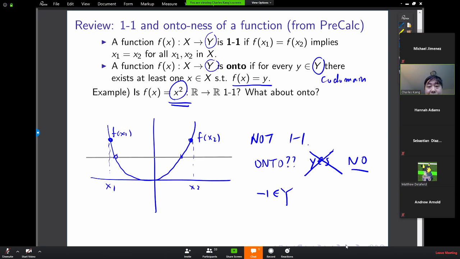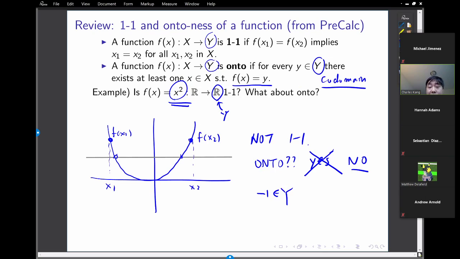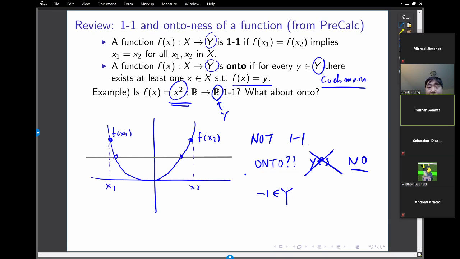Remember, y is not the range of the function, but the codomain. So in this case, what is y? This is your y, and clearly -1 is an element in y, right? So this is not the range of f. But -1 is here, is there an x value such that f of x is -1?